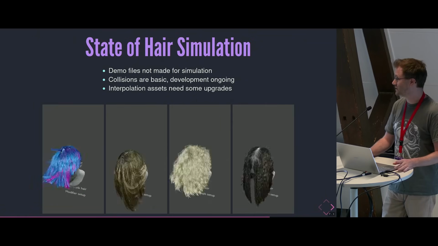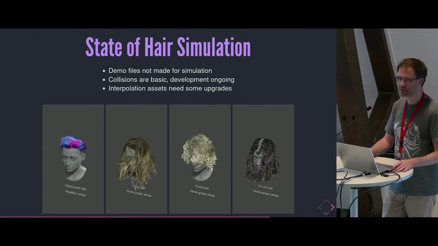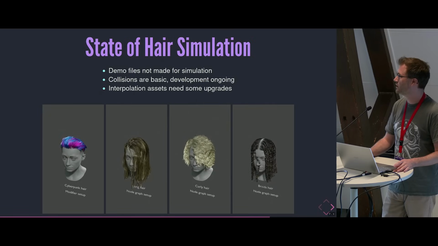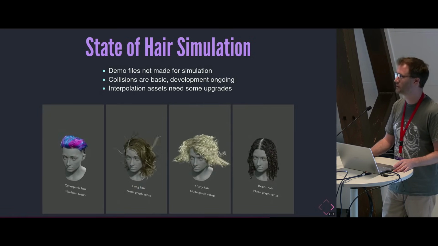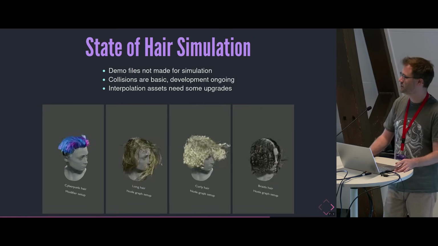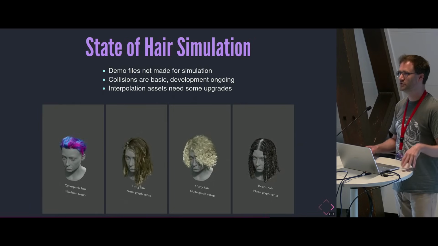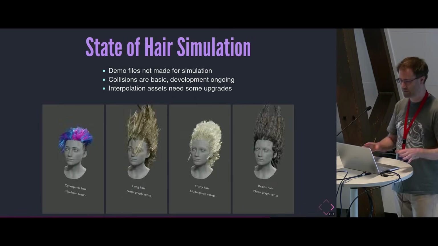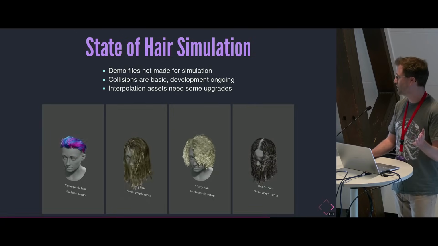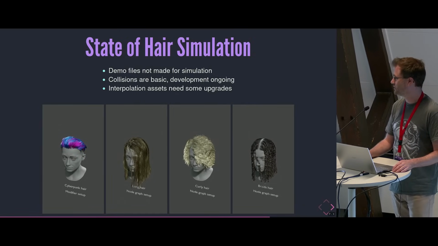The interpolation assets, so the assets that actually generate the rendered hairs, they need some work, in particular because when you generate these rendered hairs every frame, it becomes very expensive and also a bit unstable.